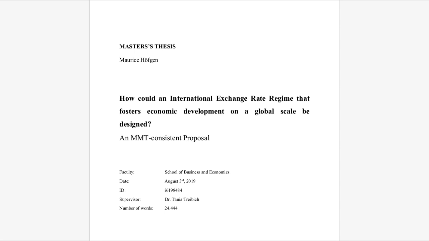Exactly. And Höfgen's paper offers a powerful challenge to that outdated system. He argues that a cooperative rule-based approach, grounded in the principles of MMT, could create a much more stable, equitable, and ultimately prosperous world. It's a bold vision for sure, and one that really gets you thinking about the possibilities. But even Höfgen admits that there are still some unanswered questions. Yeah, he does. Like what?